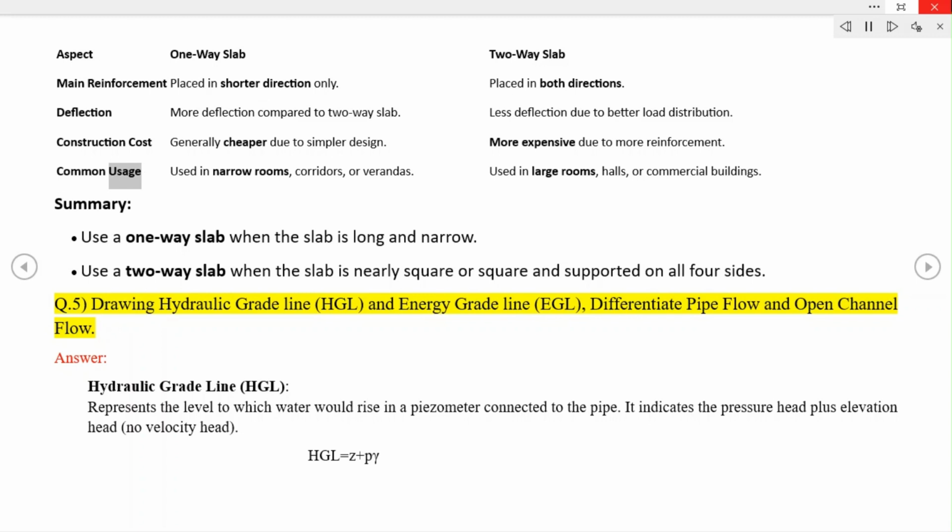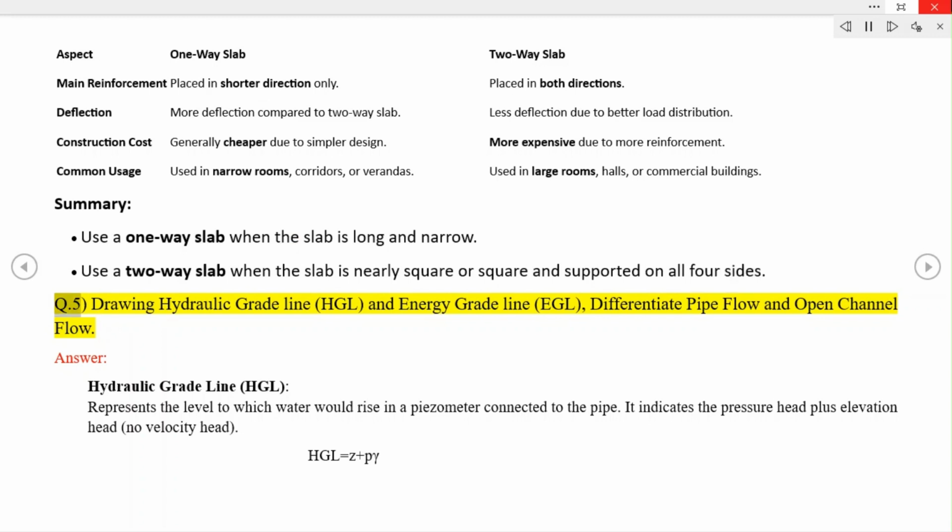Common usage: used in narrow rooms, corridors, or verandas. Used in large rooms, halls, or commercial buildings. Summary: use a one-way slab when the slab is long and narrow. Use a two-way slab when the slab is nearly square or square and supported on all four sides.